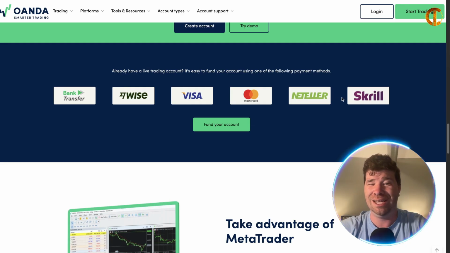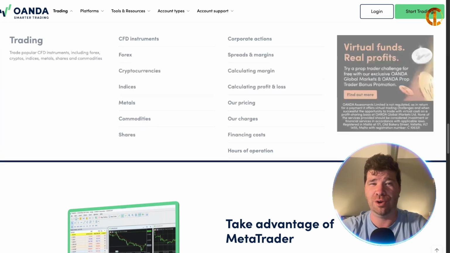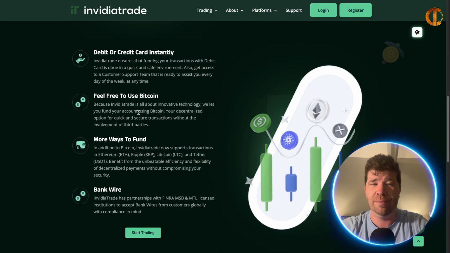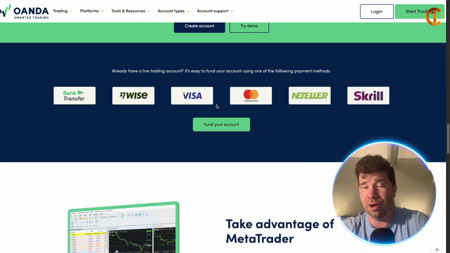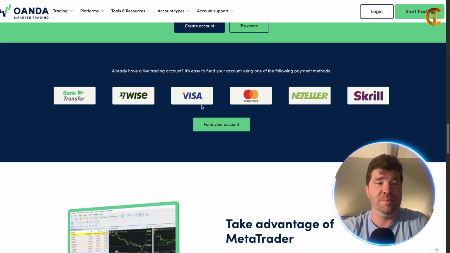I'm not seeing anything especially when it comes to crypto. They may accept crypto, but you can see right here, you can use Bitcoin, and there are a lot of other ways. You can even do a bank wire. There are a lot of different ways. You can see fund your account, but some of these I don't even know what they are. I know Wise, Visa, and MasterCard, but the other ones I don't know. Bank transfer I do know.